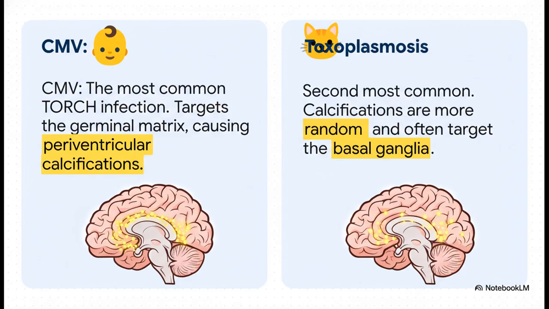So cytomegalovirus, CMV, is the most common of the TORCH infections, and it has a favorite place to go, the germinal matrix. And what does that give you? It gives you those classic periventricular calcifications, lining the ventricles. But Toxo? Totally different story. Toxoplasmosis is much more random, and it really loves to hit the basal ganglia.